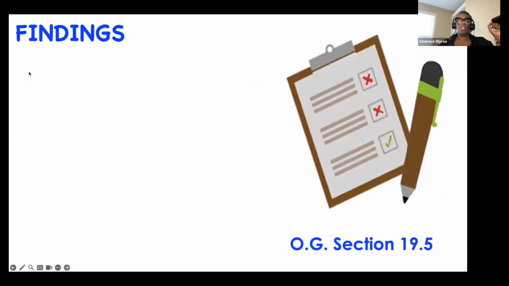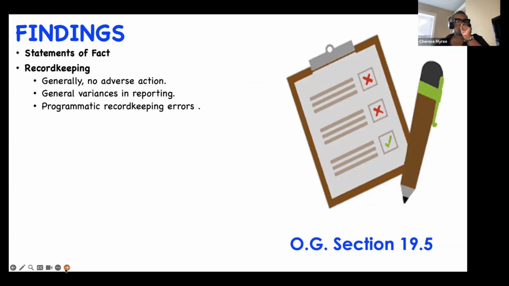So I'm going to show you an illustration of some common findings, and you can find this in section 19.5. As it relates to findings, like I said, they are findings of fact.